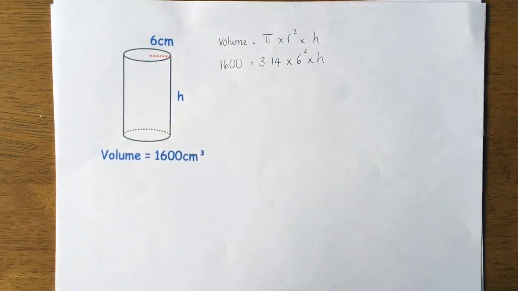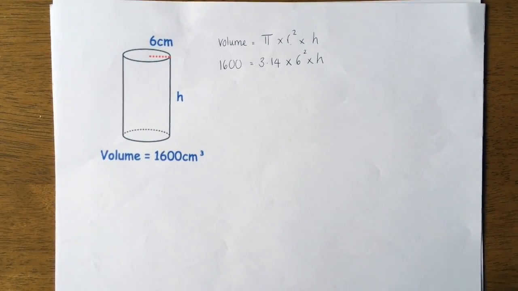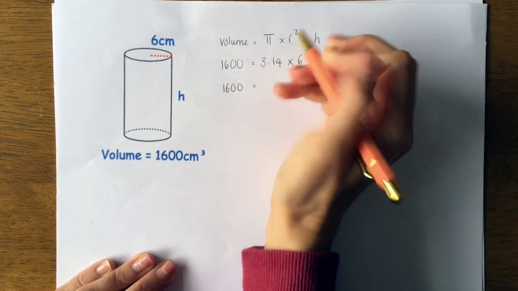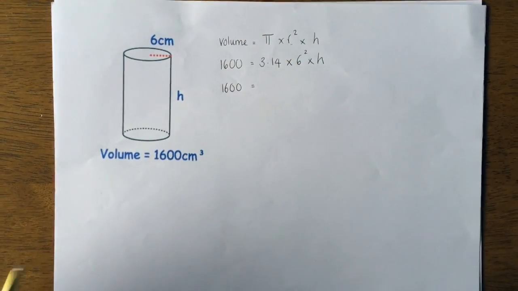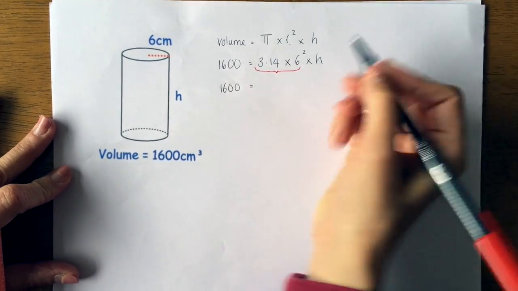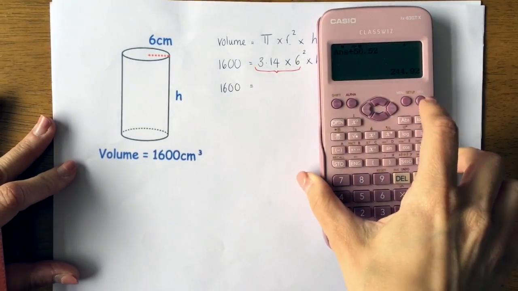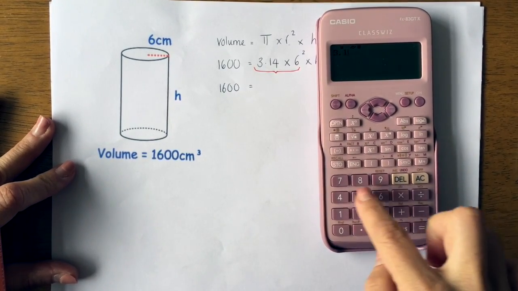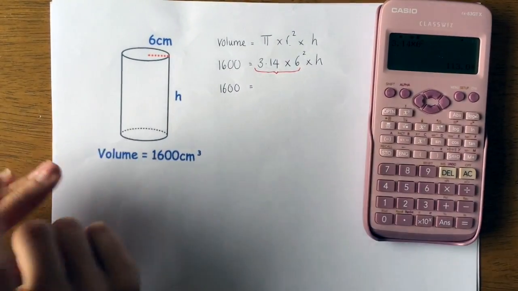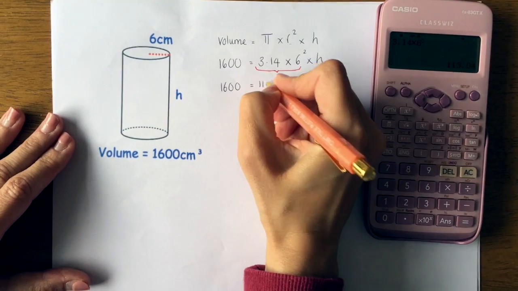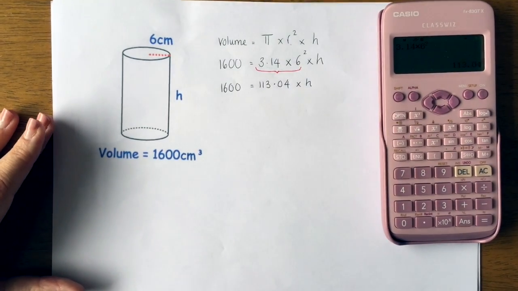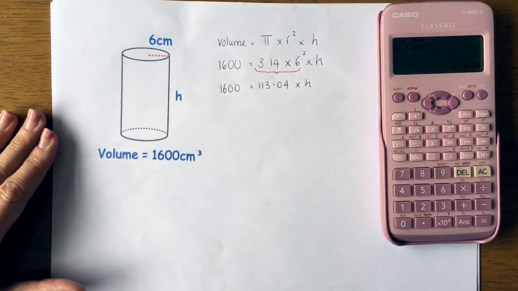From here, you might think I've got no idea what to do, but actually just work out what you can. We can't do anything with this yet, but I could work this out, so that's what I'm going to do first of all. I'm going to calculate that to get my answer. On my calculator, 3.14 times 6 squared gives me 113.04. So 113.04 times the height.